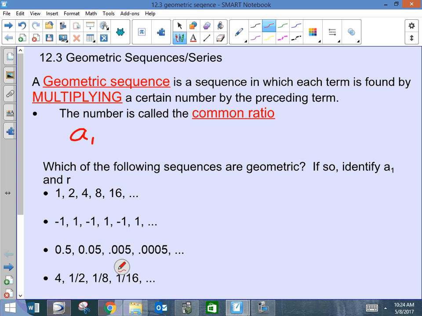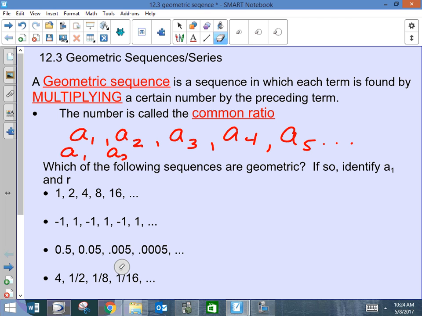So say A1, A2, A3, A4. All right, let's check this out. All right, A1 is A1. Okay, A2 is A1 times R. Okay, A3 is taking A2 and times it by another R.